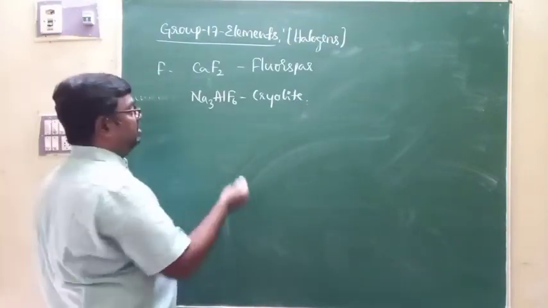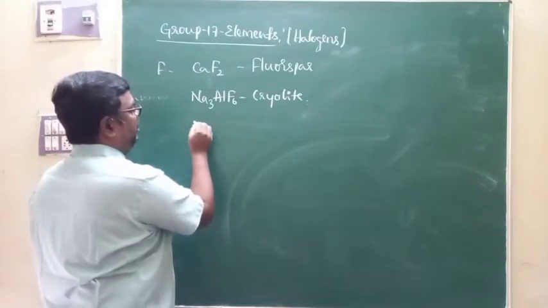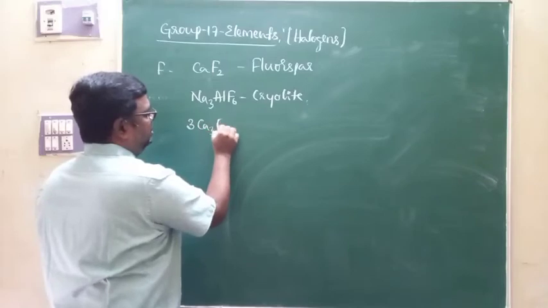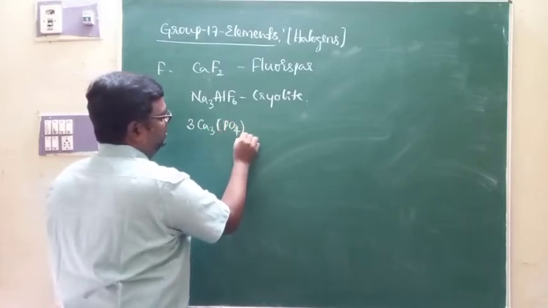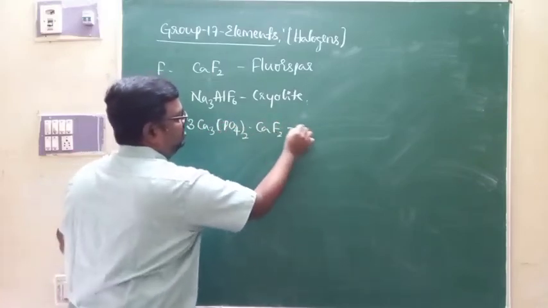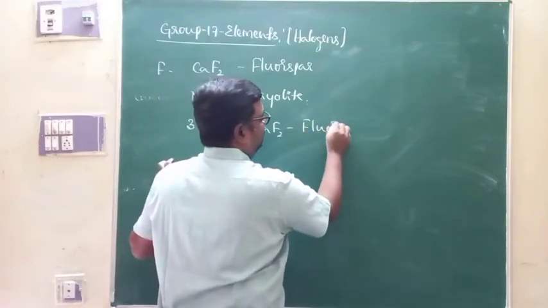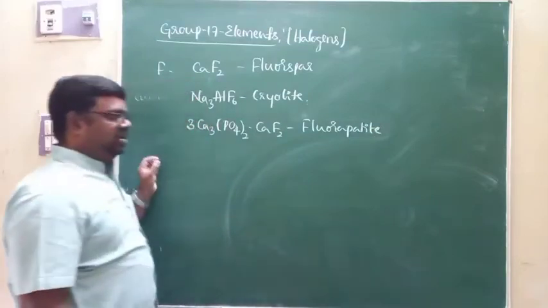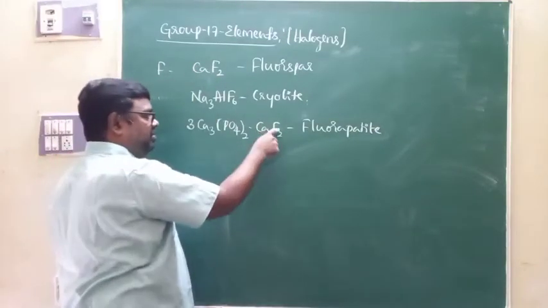That is cryolite. And apart from that, we have fluorine in the form of Ca3(PO4)2 and CaF2. You already know this, that is fluorapatite, one of the members of the apatite family. Fluorine is available in the form of fluorapatites.